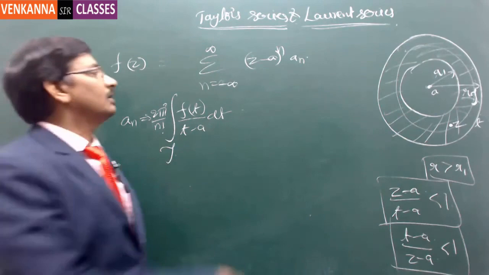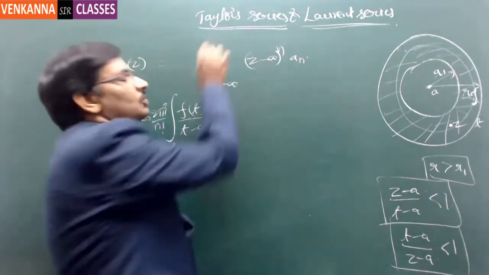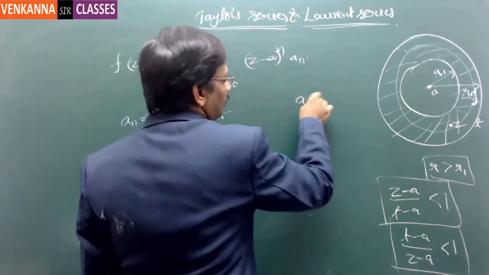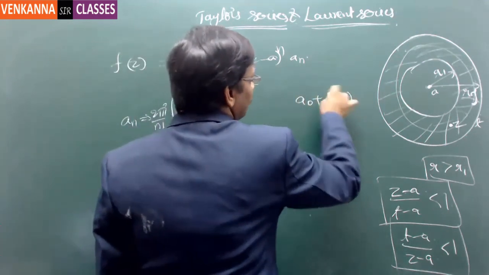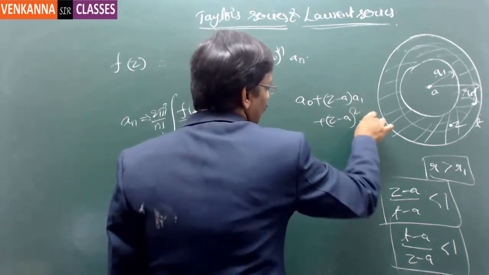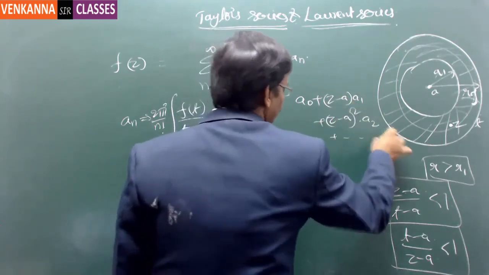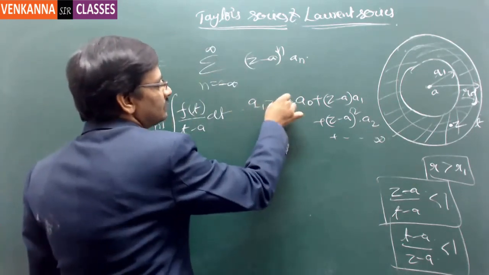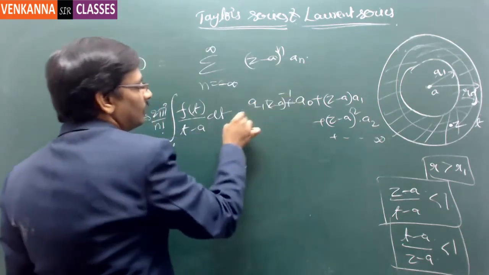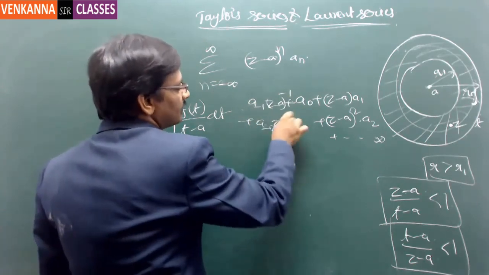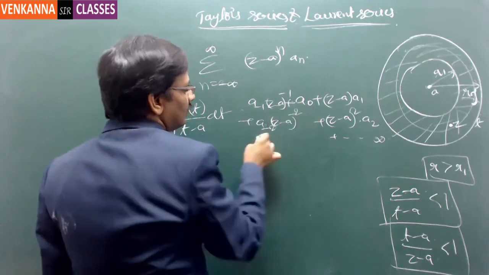So here the expansion is from minus infinity to plus infinity, which essentially means a naught plus z minus a into a1 plus z minus a whole square into a2 plus and so on up to infinity, and then from the negative side also a minus 1 into z minus a whole power minus 1 plus a minus 2 into z minus a whole power minus 2, like this actually.